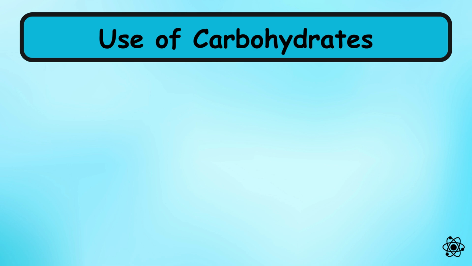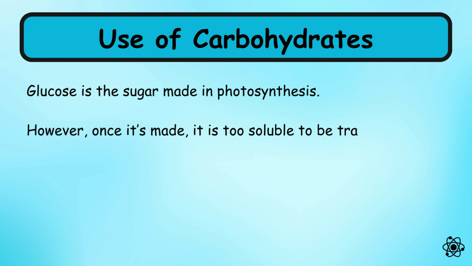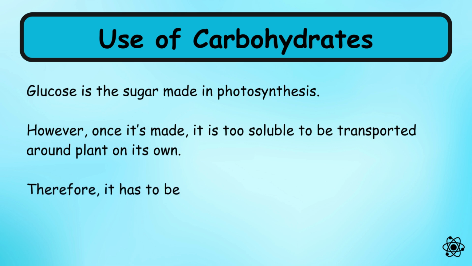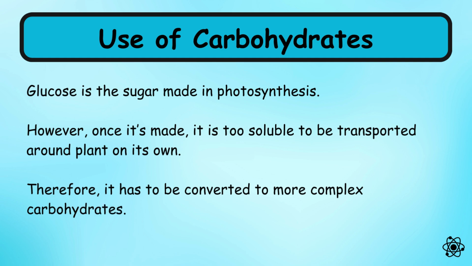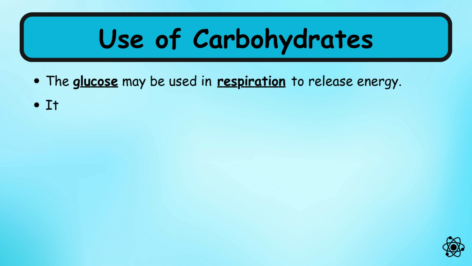Now let's take a look at how the carbohydrates made in photosynthesis are used and stored. Glucose is the sugar made in photosynthesis. However, once it's made, it is too soluble to be transported around the plant on its own. Therefore, it has to be converted to more complex carbohydrates. The glucose may be used in respiration to release energy that is needed for other chemical reactions such as building up of proteins.